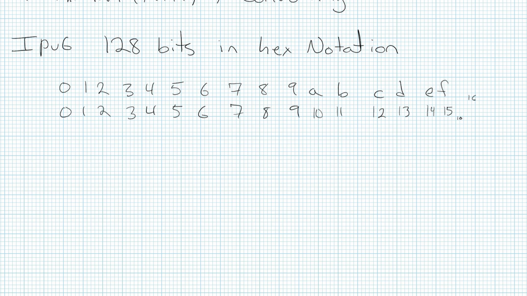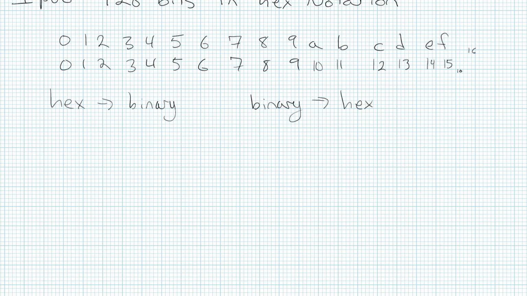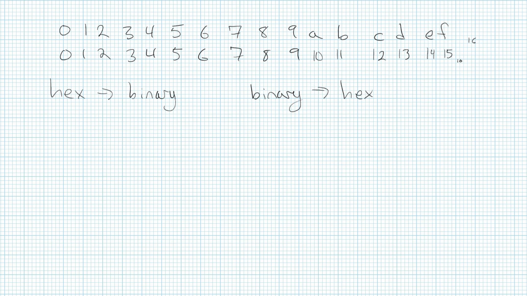Now the easiest thing to do when you're converting hexadecimal is to convert hex to binary or binary to hex. And the reason for that is that it's quite a simple conversion. So if we have hex, let's say we have the number 2 in hex, we can represent it in 4 binary digits as 0010. So it's just the number 2.